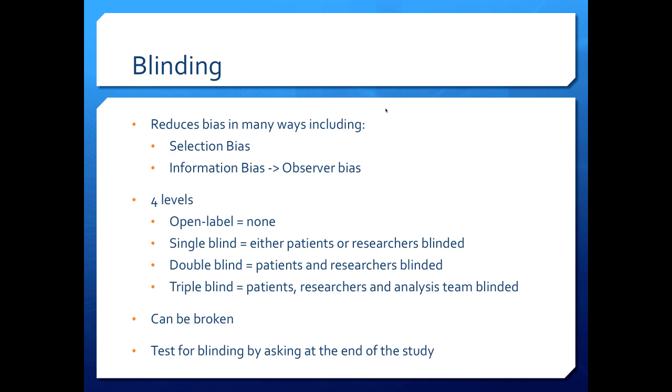Blinding can be broken, especially if there's a specific side effect with the active compared to the placebo arm. Remember, patients and researchers are smart and they might talk to each other. A simple measure of how well blinding was maintained is to ask both participants and researchers to guess their exposure status at the end of the trial. If they guess incorrectly as much as they do correctly, you can be pretty confident that your method of blinding was effective.